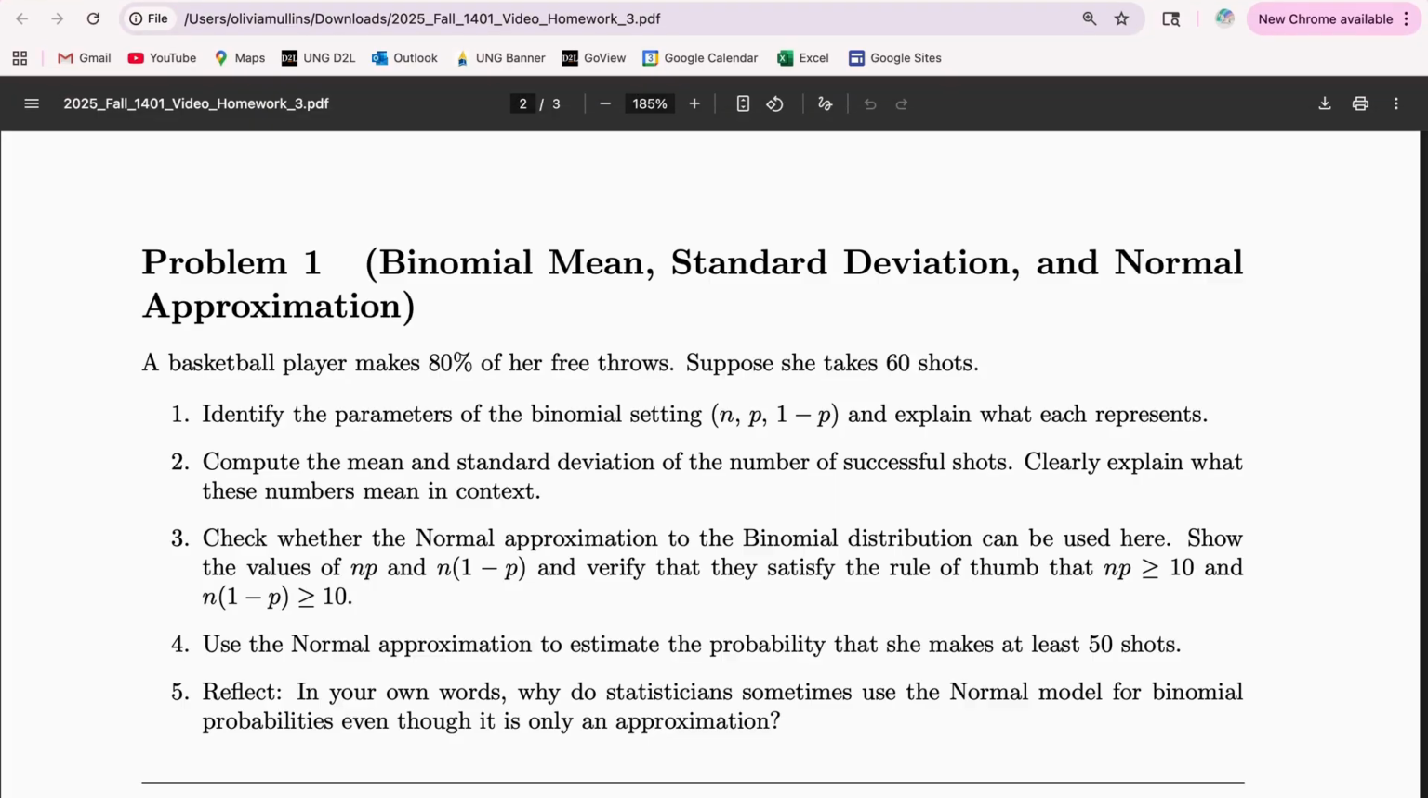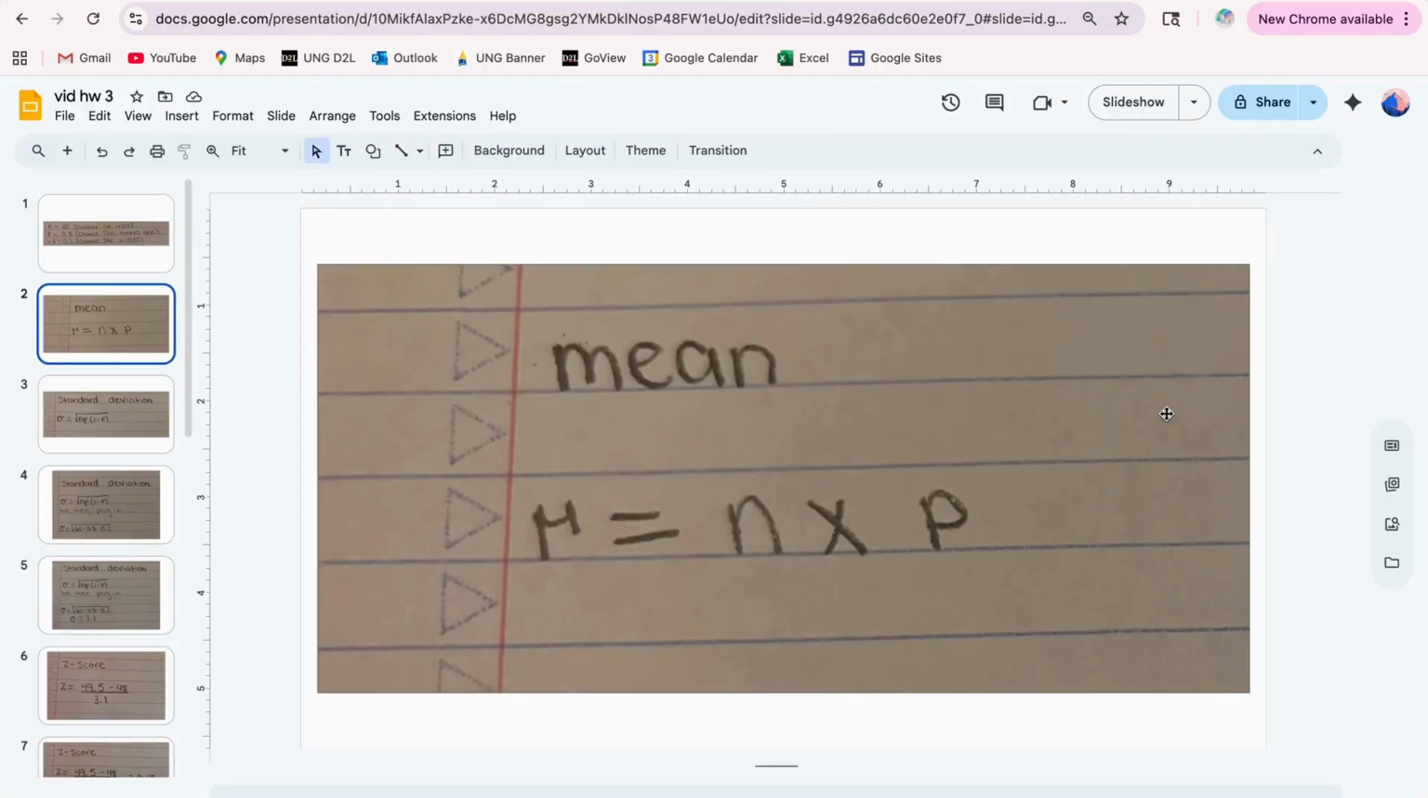Now let's move on to part 2 of this problem. It says compute the mean and standard deviation of the number of successful shots. Clearly explain what these numbers mean in context. The mean formula is mean equals n times p. So in our case, it would be 60 times 0.8, which equals 48. That means on average she makes 48 shots out of 60.